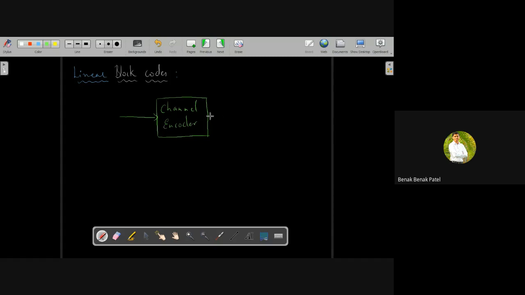So in the channel encoder, we'll have a message block, and this message block will be of k bits length. Its length is equal to k bits. These k-bit messages we are getting from the source encoder; from the source encoder we'll get this as our output. Now in the channel encoder stage, we'll be adding redundant bits.